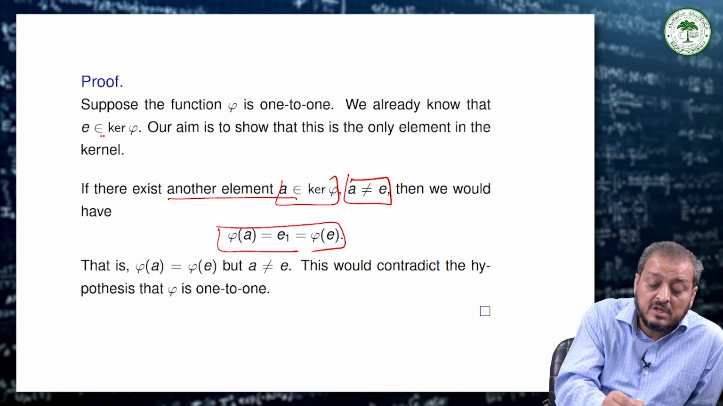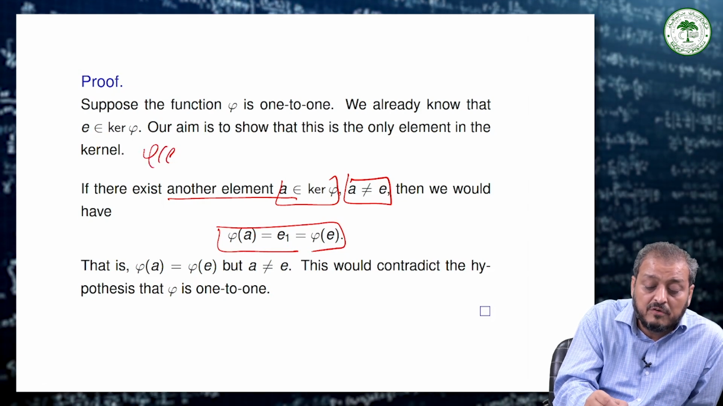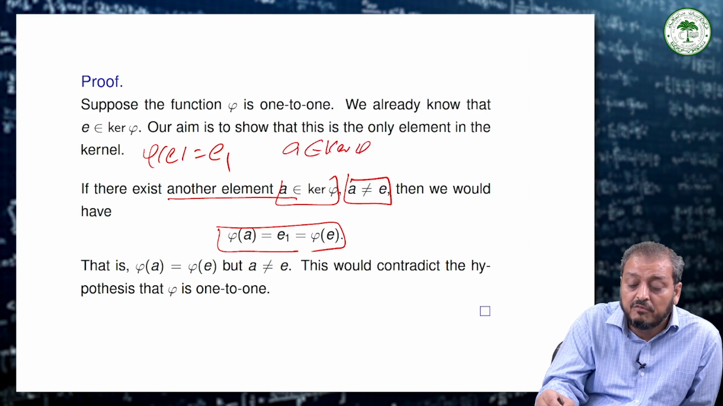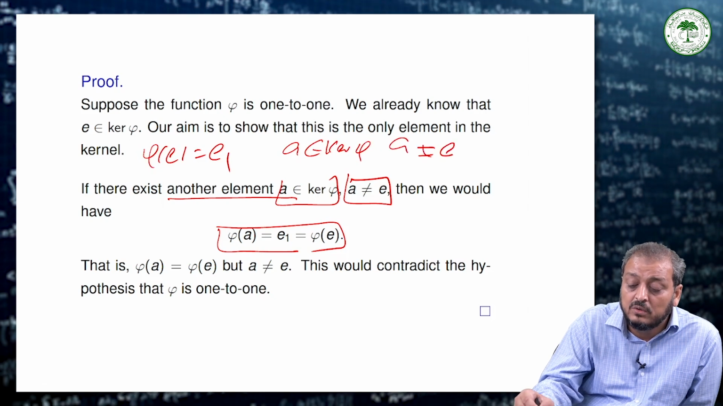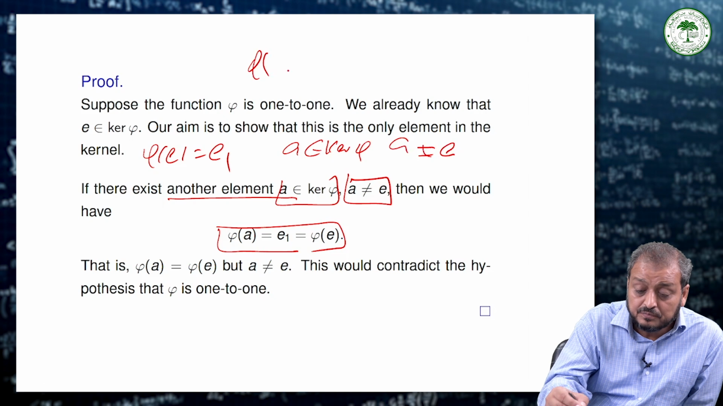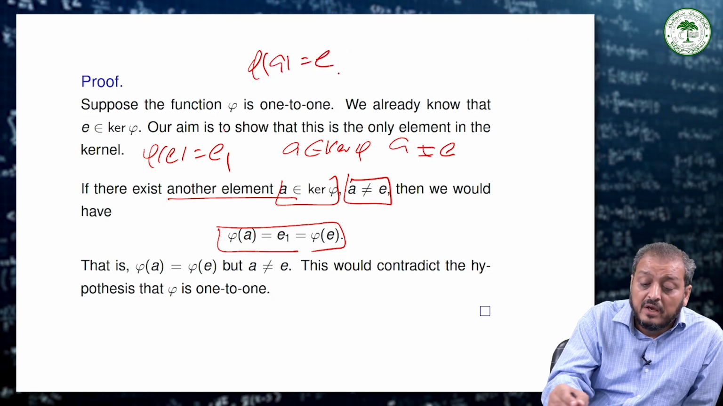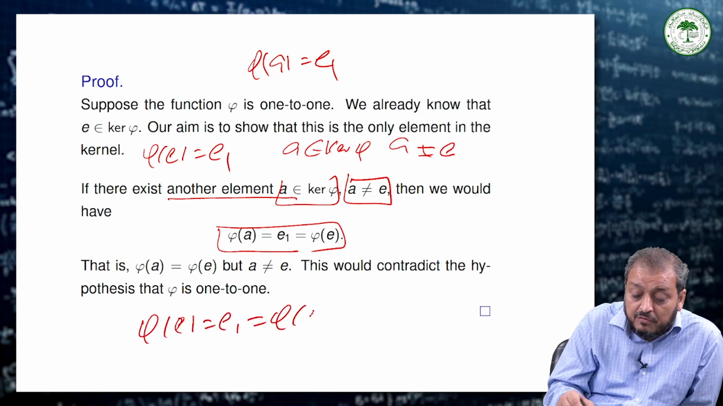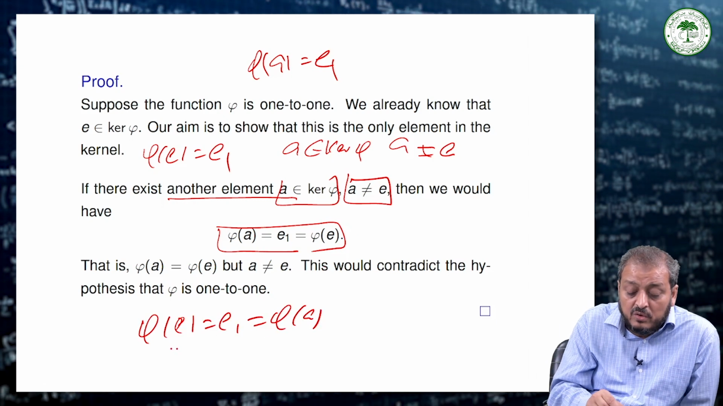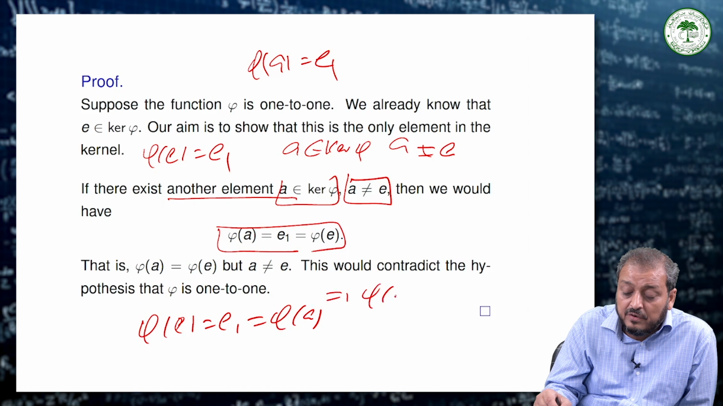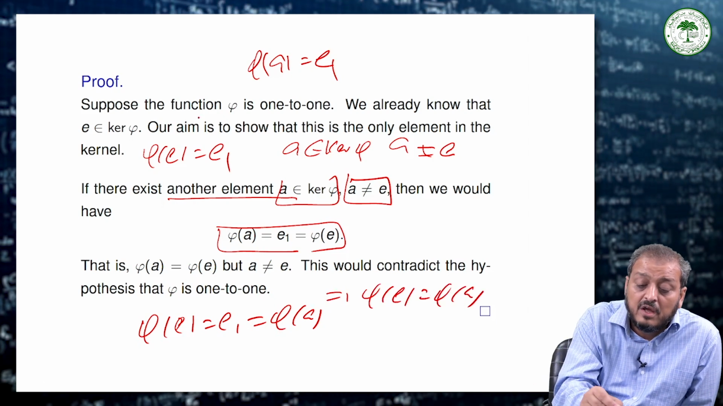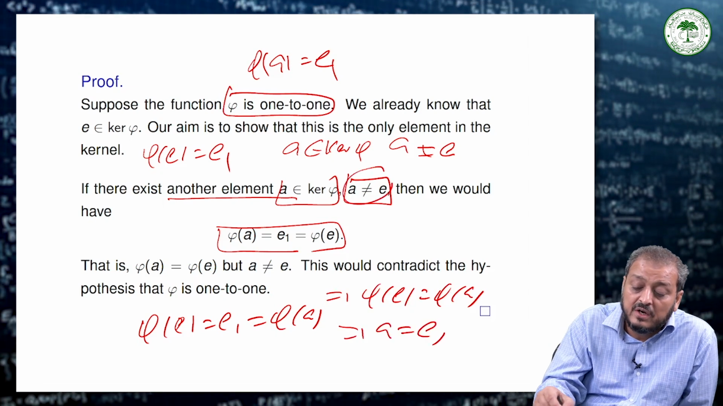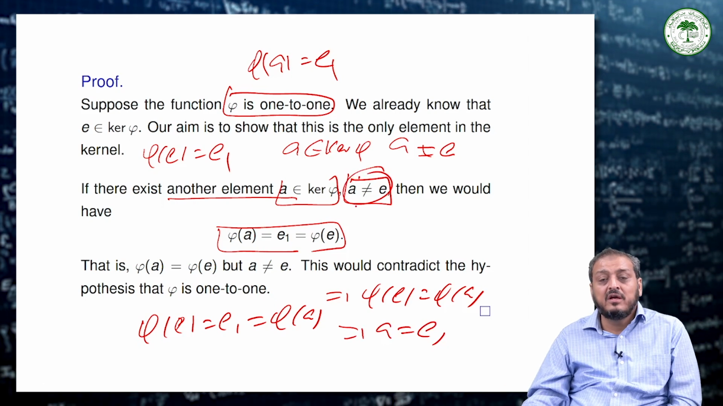Because E is in the kernel of phi, phi of E is equal to the identity E1. We take another element A in the kernel of phi, with A not equal to the identity element. That means phi of A is also equal to the identity E1. Now we have phi of E is equal to E1 and is equal to phi of A. This implies phi of E is equal to phi of A, and assuming phi is one-one, this implies that A is equal to the identity, which is a contradiction because we took A not equal to the identity.